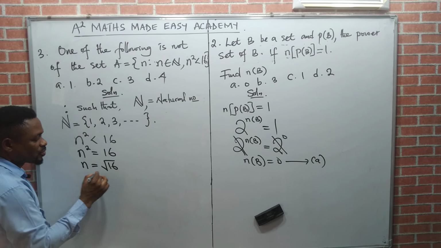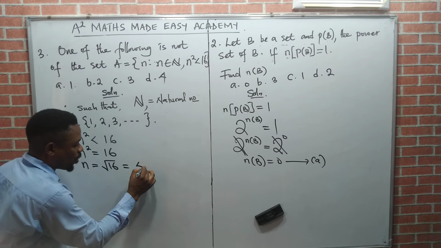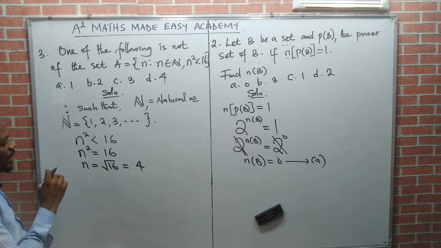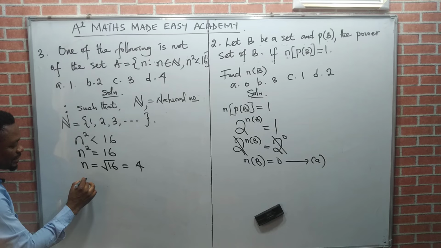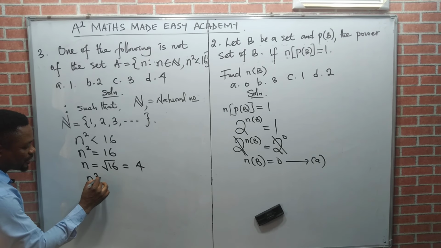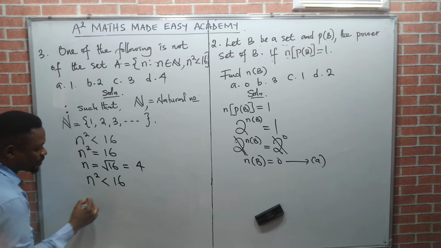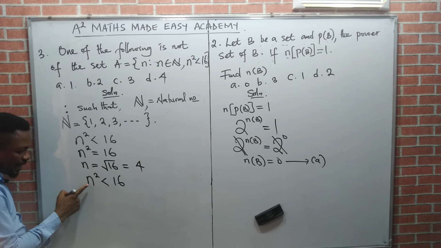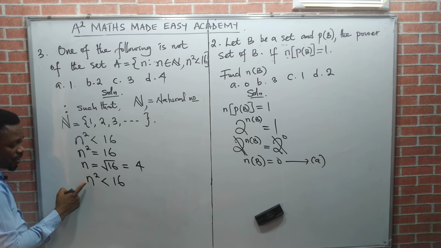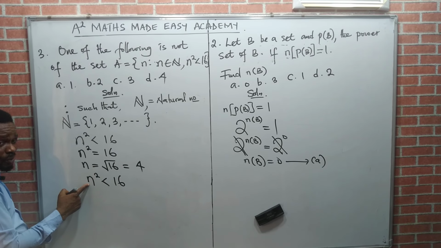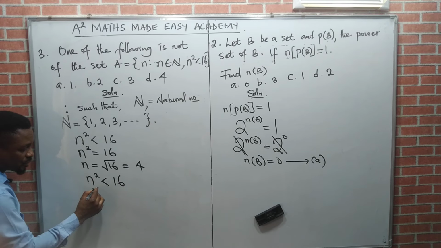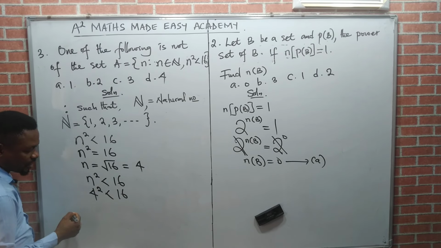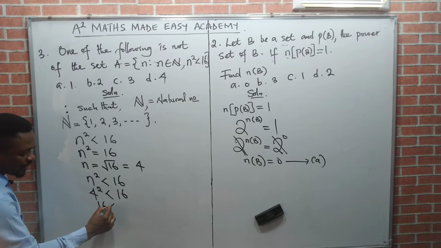Are you with me now? So you know that the square root of 16 should be what? 4. Are you with me now? So what am I trying to say? It means that n squared, which is less than 16, since we have known n to be what? 4. Can I substitute from here now? Oh yeah, watch. Anywhere you see n, remove it and put what? 4. I'll have 4 squared, then less than what? 16.